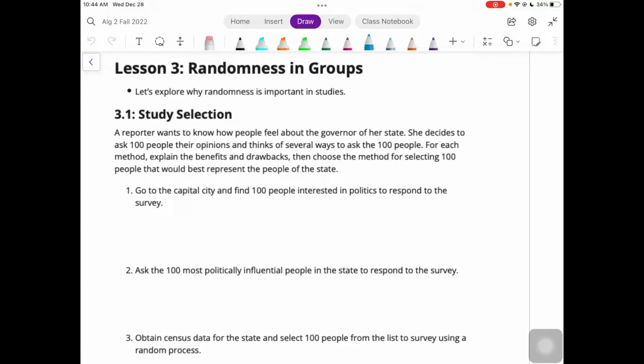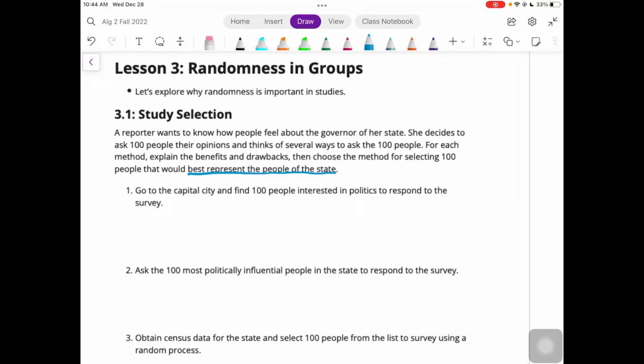Okay, so a reporter wants to know how people feel about the governor of her state. She decides to ask 100 people their opinions and thinks of several ways to ask the 100 people. For each method, explain the benefits and drawbacks. Then choose the method for selecting 100 people that would best represent the people of the state. That's what we're looking for, right? Not necessarily the easiest, but the best representation of the state.